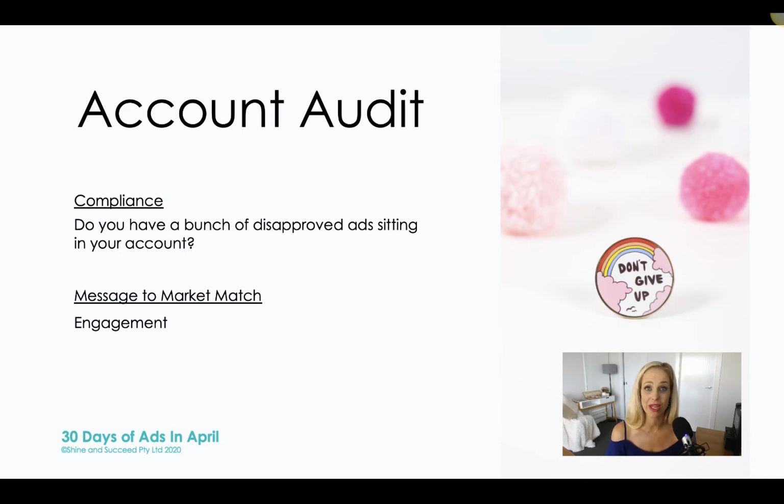The first thing we look at is compliance. Facebook actually gives our accounts a standing. We call it your account mojo, but Facebook will allocate an authority, a standing to your account. And one of the things that impacts the standing of your account is how many disapproved ads you've got sitting inside your account. So what we do is we go in and we check for this.